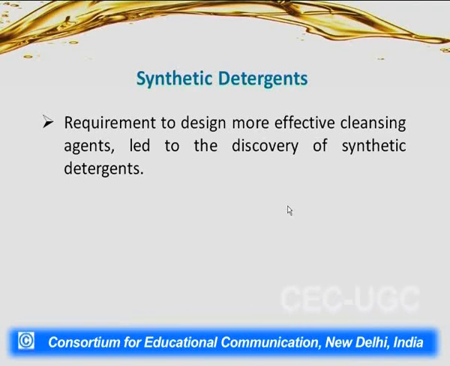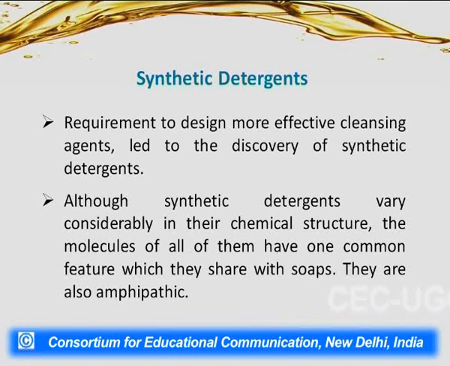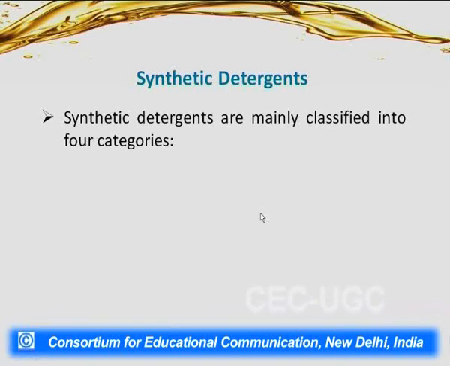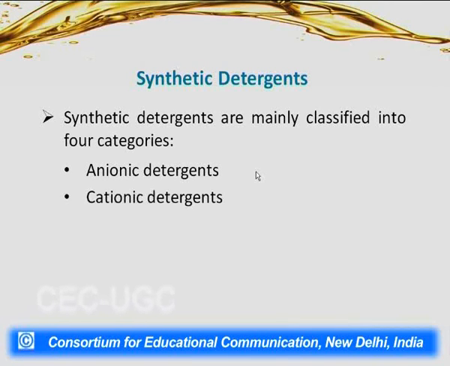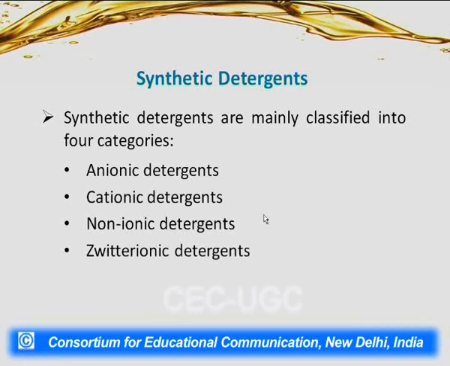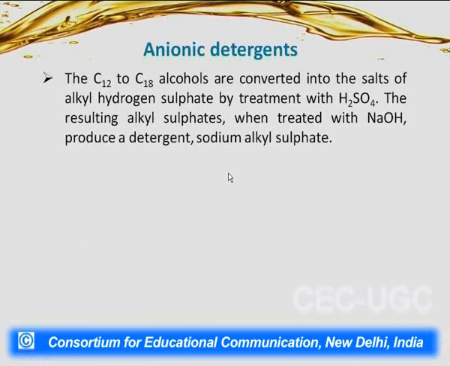Obviously, when something has some problem, people try to search out for other things. So, in order to find better material than soap, certain synthetic detergents were developed. Synthetic detergents vary considerably in their structure. They also have this amphipathic structure, and that is why they are used as cleansing agents. Synthetic detergents are mainly classified into 4 types. They are anionic detergent, cationic detergent, non-ionic detergent, and zwitterionic detergents.